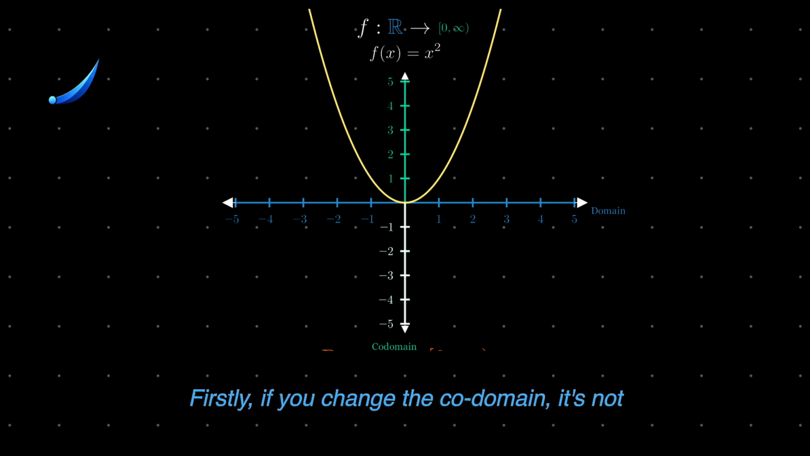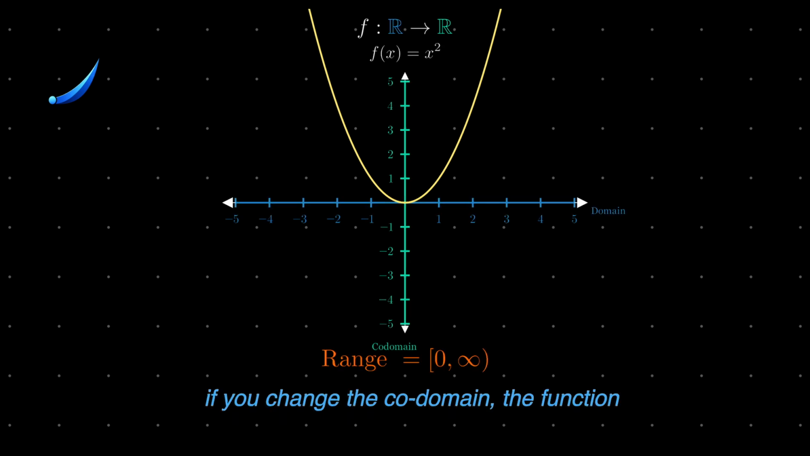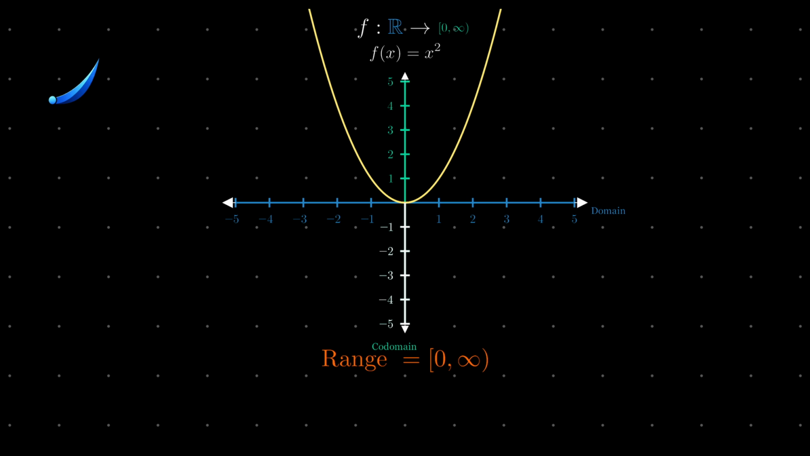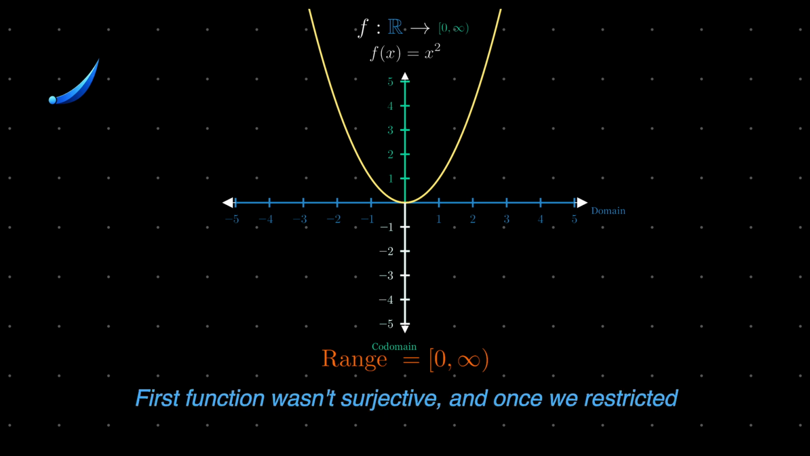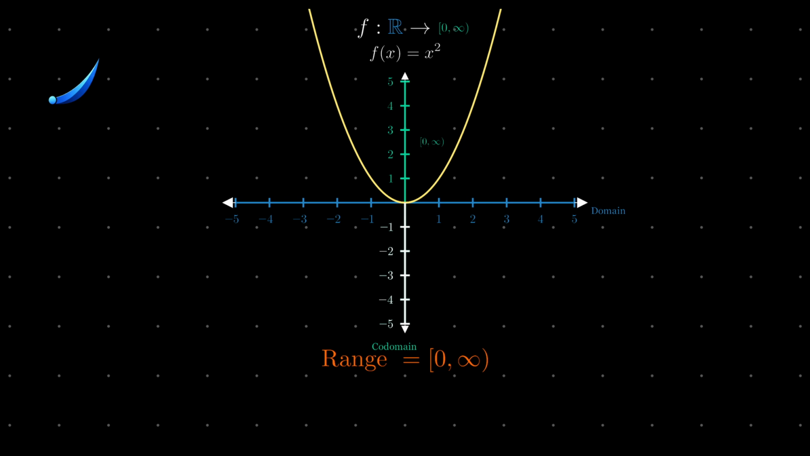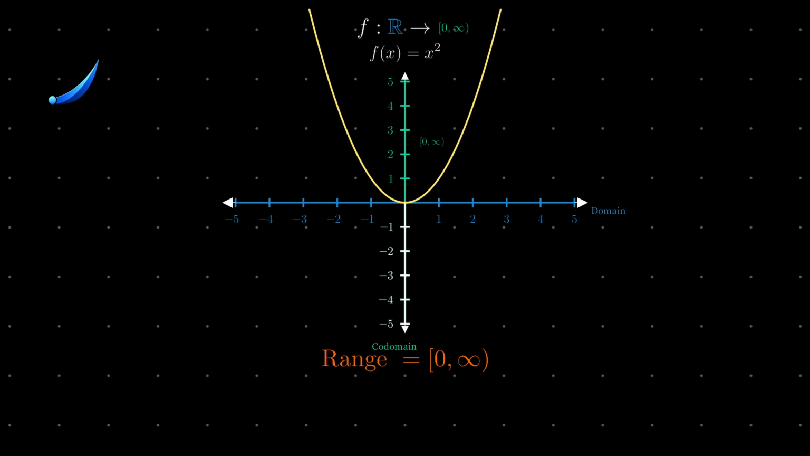Firstly, if you change the codomain, it's not the same function anymore. We knew that, right? So in f of x equal to x square, defined as f goes from R to R, if you change the codomain, the function itself has changed, irrespective of the rule remaining unchanged. We knew that, right? So also the fundamental properties are being affected now. The first function wasn't surjective, and once we restricted that codomain, now the resulting function is surjective. Apart from this, there are other reasons and we shall cover them in analysis.